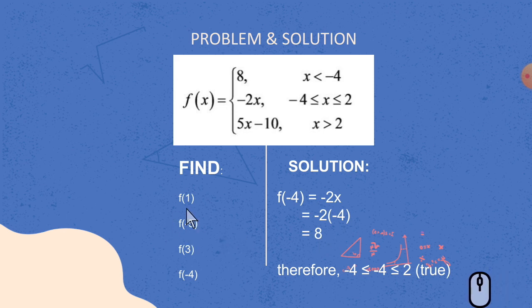Kapag binigyan ka ng ganitong problem, yung nasa loob ng ating f of x or the value ng x, substitute nyo lang sa hinahanap. Para malaman nyo kung alin ang gagamitin nyo. Kung ito bang function na ito, or ito, or ito. Ang gagawin nyo lang, substitute nyo lang yung value ng hinahanap ninyo dito. Halimbawa ito kanina, itong mga ito. So, ganun lang yung gagawin natin kapag mag-solve ng piecewise function.